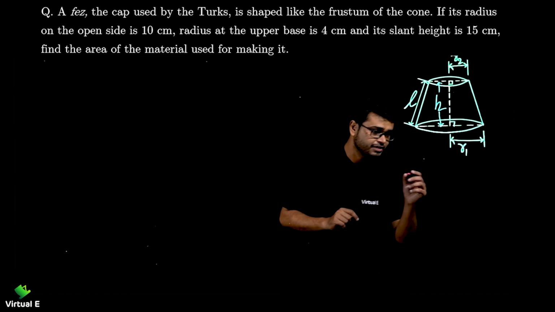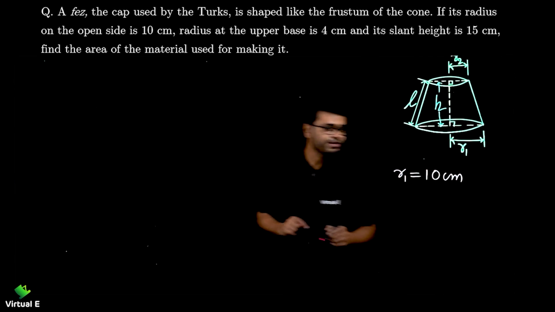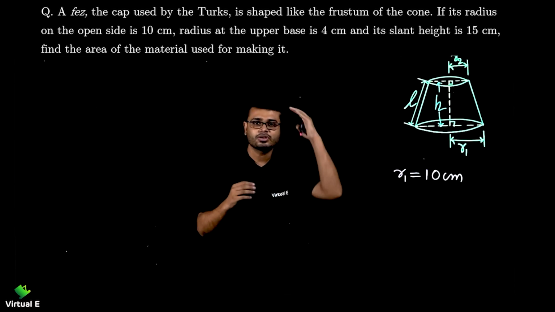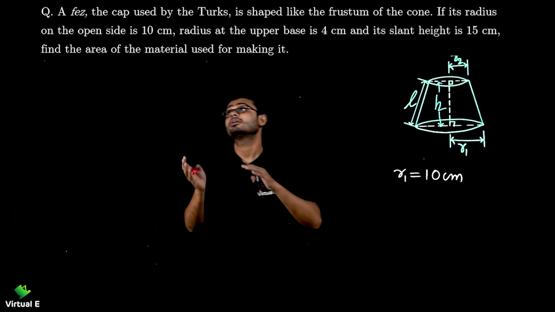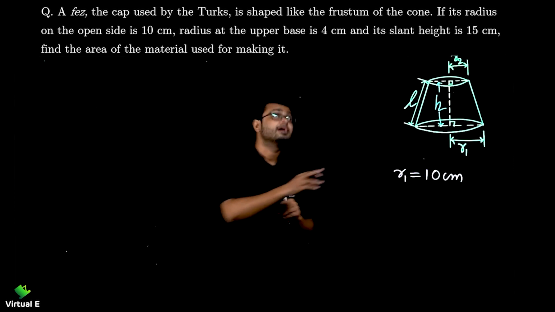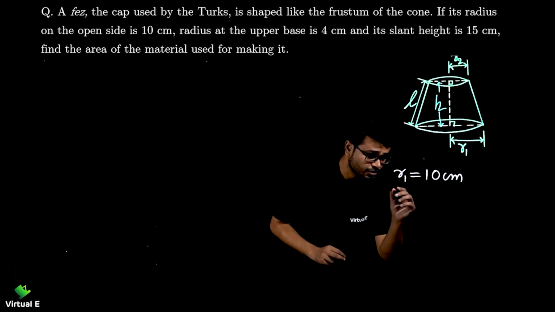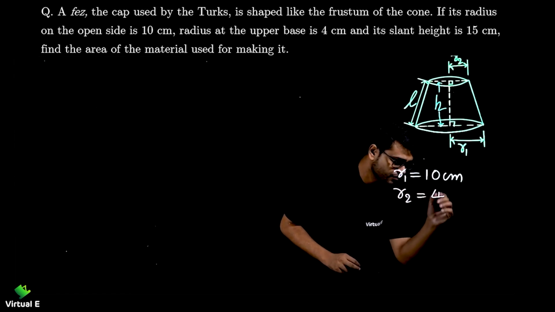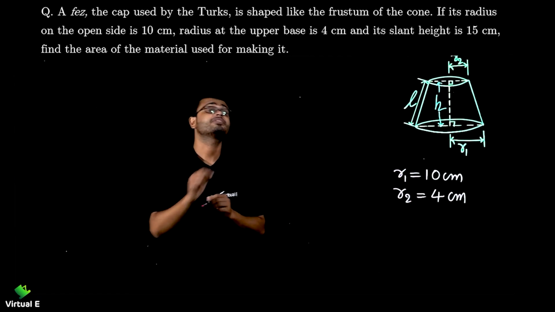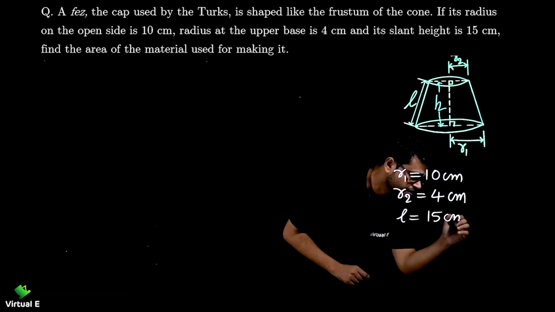So let's say the open side R1 is 10 centimeter. Remember, when we wear the cap, the open side, the bigger side, is always near our head and the closed side is always away from the head, right? So don't do the reverse of it, it's not possible. That will be an upside-down frustum. And the radius at the upper base is 4 centimeter, so R2 is 4 centimeter, and its slant height is 15 centimeter. So L is given, 15 centimeter.